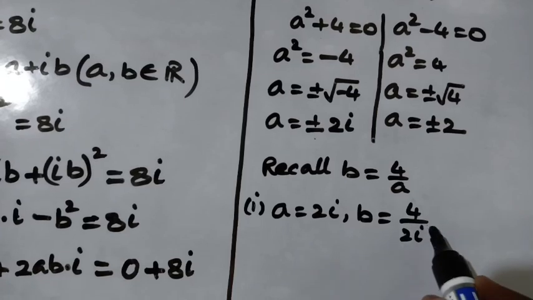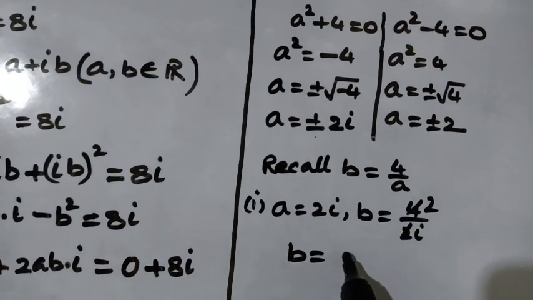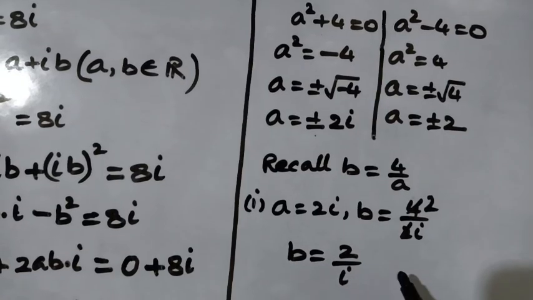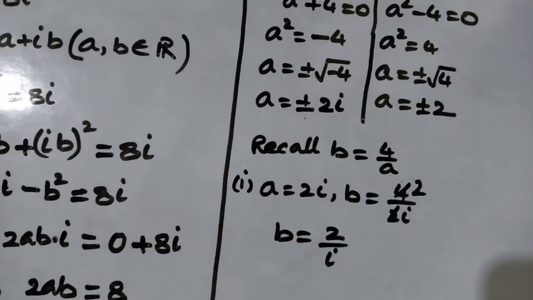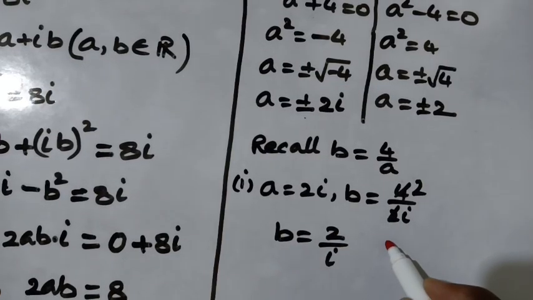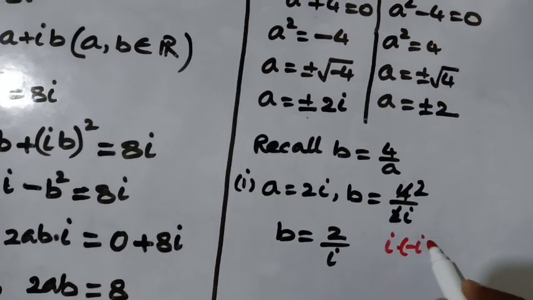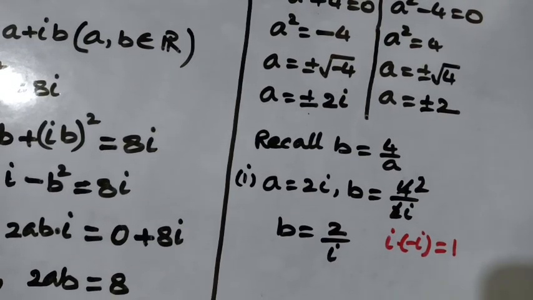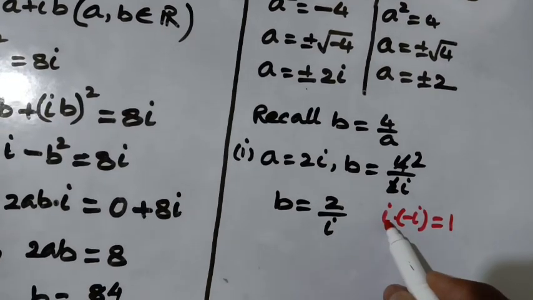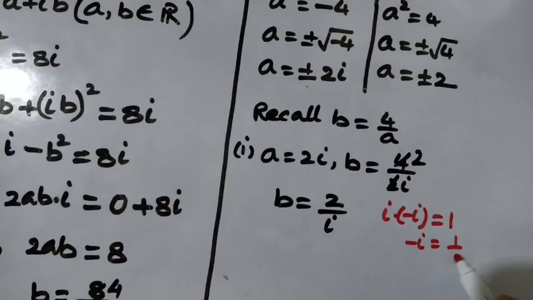A is 2i. So cancelling by 2, we get 2. So b is equal to 2 by i. And we further know that i is root minus 1. So i times minus i is equal to, say it, i times minus i. i times i is minus 1, and minus of minus 1 is plus 1. So this gives, if we want minus i, then it becomes 1 by i.